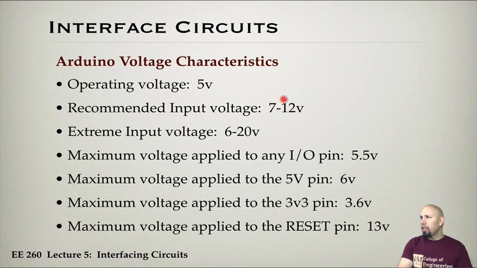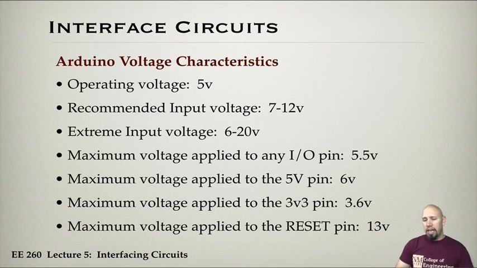Recommended input voltage. The Arduino Uno has a barrel jack that you can hook into your power supply, and it'll accept anything from 7 to 12 volts. For example, you can hook up a 9-volt battery to it, and that works just fine. Then there's the extreme input voltage. This is the recommended input voltage, but you could actually input a voltage in the extreme range if you needed to. Again, the recommended is recommended, but it's important to understand what the extremes are.